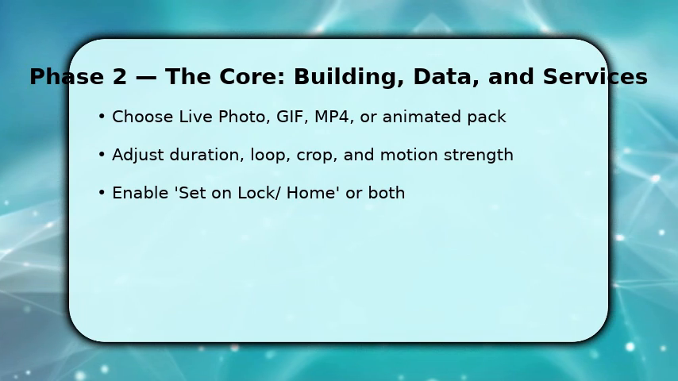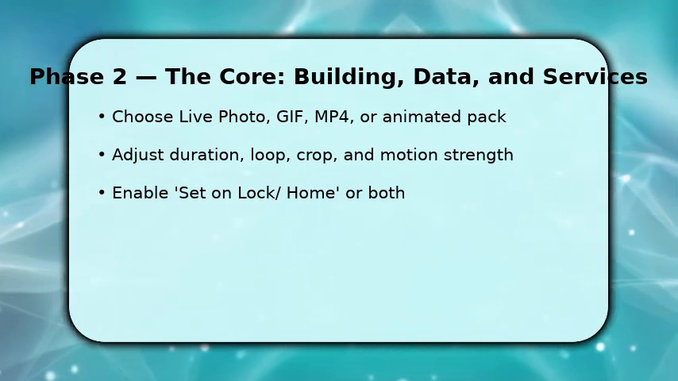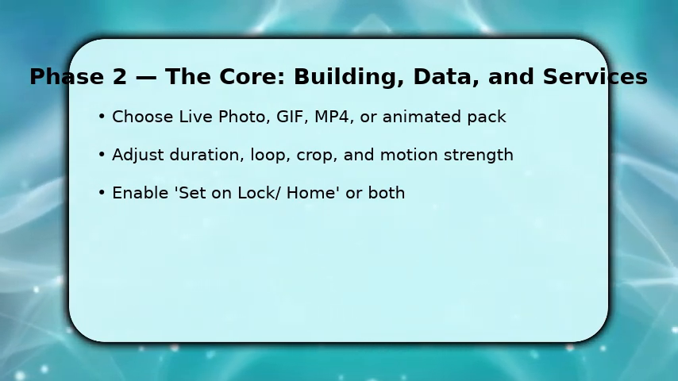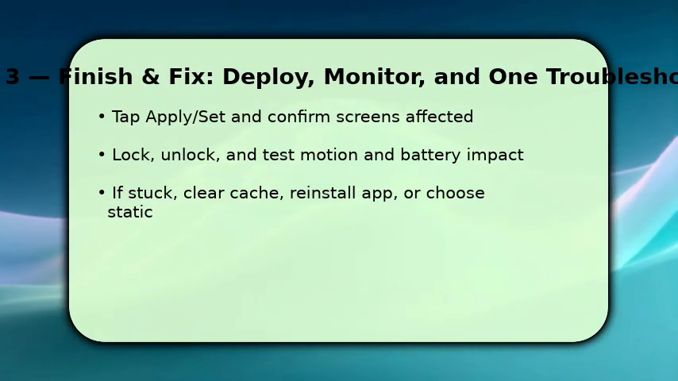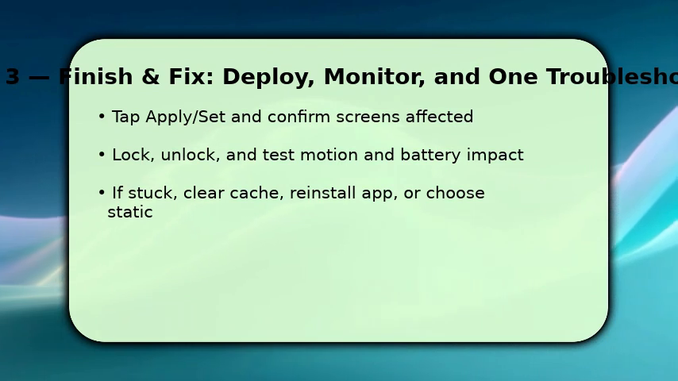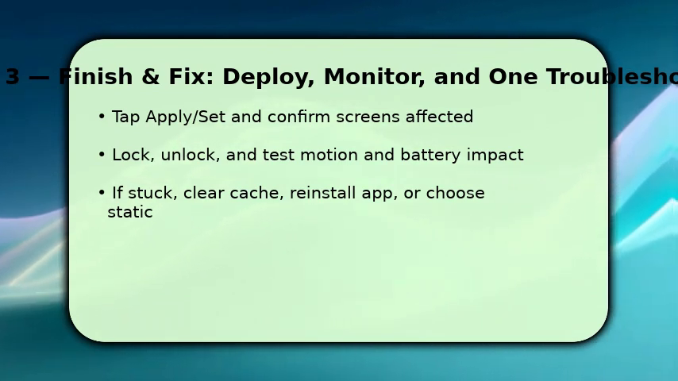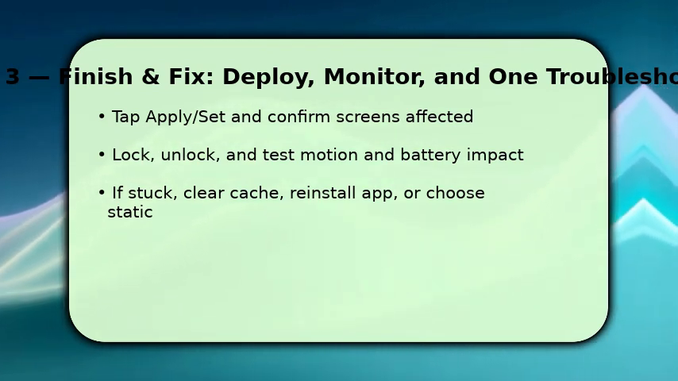Make sure to pick whether it applies to lock screen, home screen, or both, because that determines battery and performance impact. You finish by tapping Apply or Set, confirm which screens to change, and then test. Lock the phone, unlock it, and observe the motion and any battery changes.